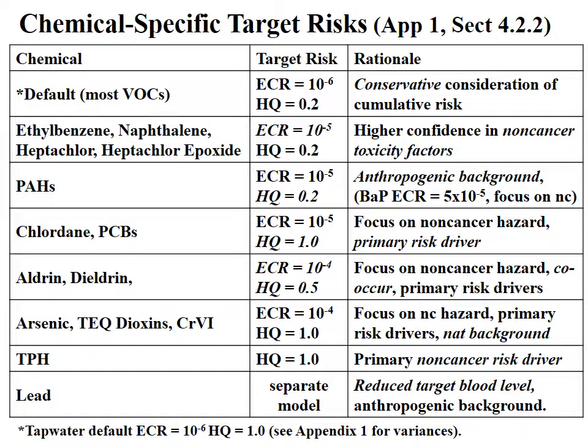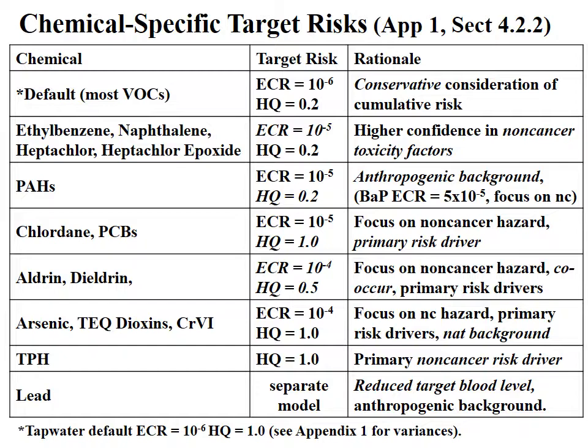Aldrin, dieldrin, same thing. We back way off on excess cancer risk as there's really low confidence in the cancer studies, and focus on non-cancer risk. It has a hazard quotient of 0.5 because they usually co-occur with nothing else. Arsenic, TEQ dioxins, hexavalent chromium, again, much higher confidence in the non-cancer studies, so we back off as far as we can on the excess cancer risk, 10 to the minus 4th. They're almost always the primary risk driver at a site. So we also back off to a hazard quotient of 1. This is as far as we can back off to develop screening levels.